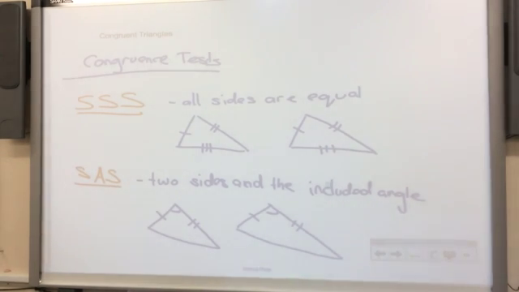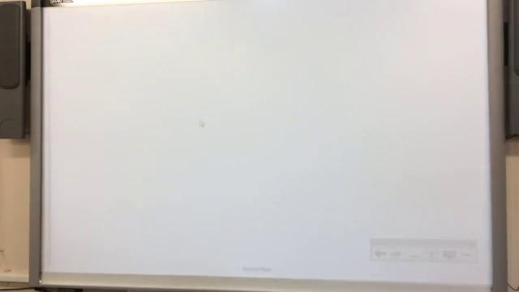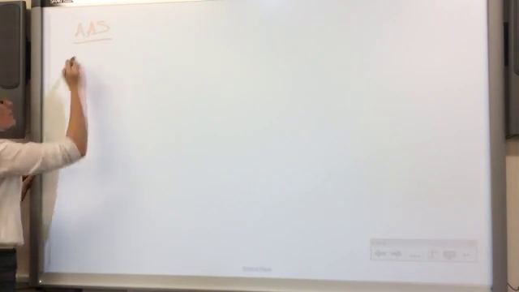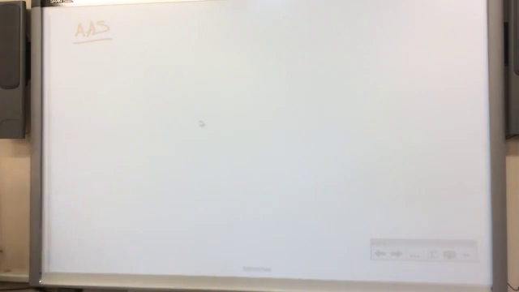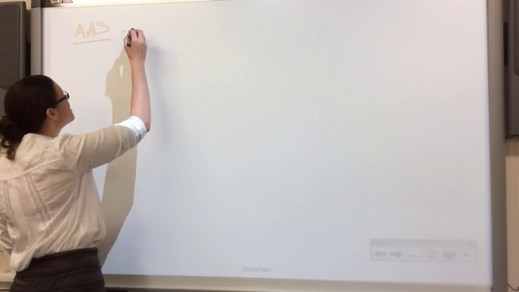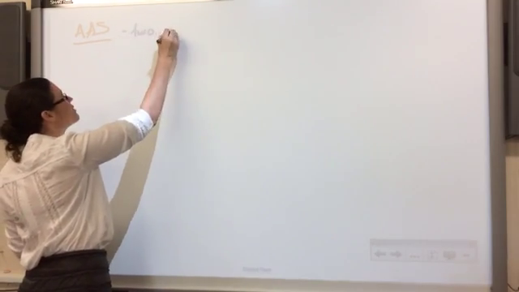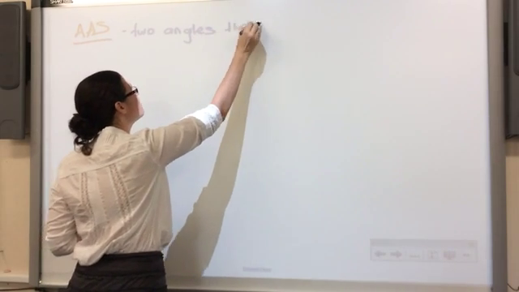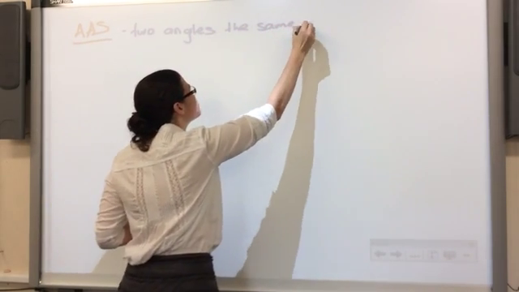Okay, the next test is AAS. What do you think this stands for? Angle, angle, side. So we have two angles the same and one side.